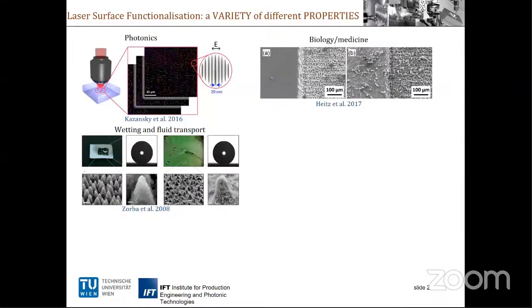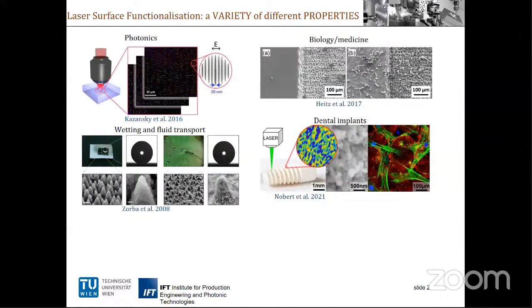Particularly when we talk about wetting and fluid transport, that is very interesting in the case of laser surface functionalization. Many researchers focus on how to generate nature-inspired structures on metals, composites, or even polymers. It is also used in dental implants, where it depends on the application: in some cases they need cell adhesion, in some cases they don't, and in some cases they need it to improve corrosion resistance. So it depends on the application and on what kind of structure needs to be generated on the surface.